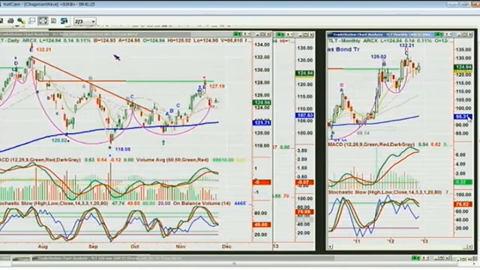So back to the charts. The one on the left is always the daily. The one in the middle is always the weekly. The one on the right is always the monthly. That's how I show my charts to my subscribers.